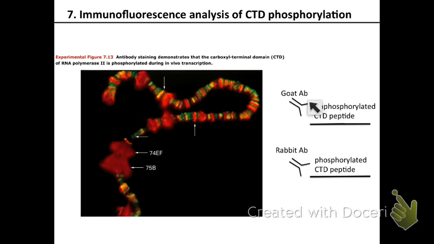One of these antibodies they're going to make in goats, okay? And these antibodies are going to recognize the antigen, the C-terminal peptide that's completely unphosphorylated. So that's 7 amino acids, and none of them are phosphorylated. And then they make an antibody in rabbits, right? For that antibody, they use peptides that are phosphorylated.